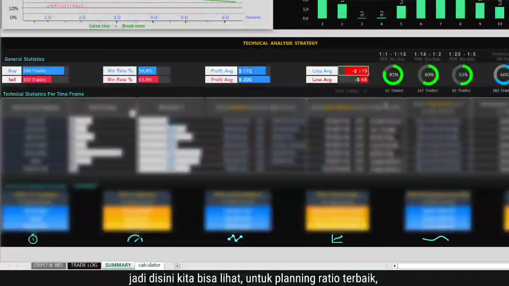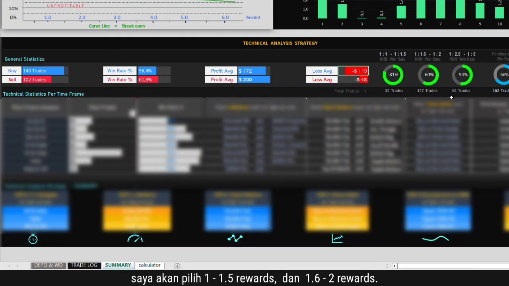So here we can see for the best ratio, I would choose 1 to 1.5 rewards and 1.6 to 2 rewards.